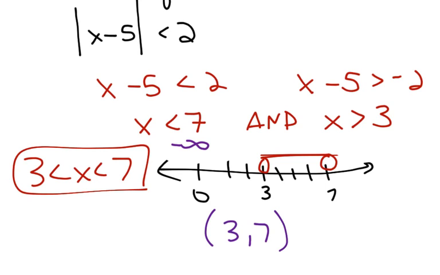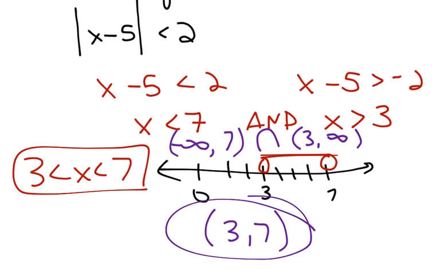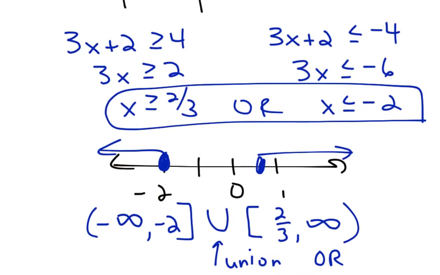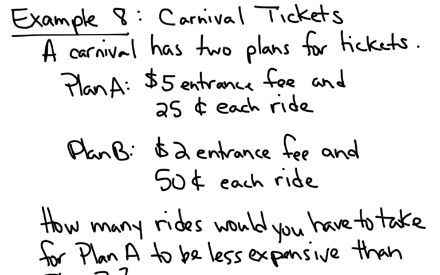I guess we could have written it as negative infinity, 7, intersection 3, comma, infinity. But we don't usually write it like that when it's an AND statement. In interval notation, we would normally write it like this. Remember that that's the parentheses for an open circle, brackets for a closed circle.